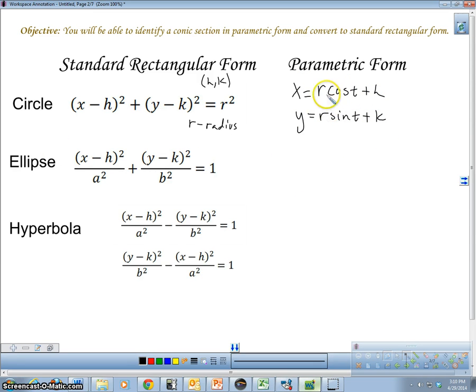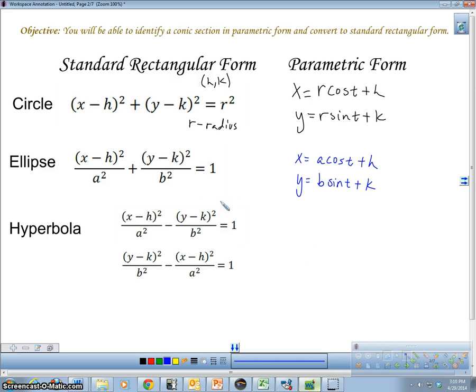For an ellipse, notice here the r's are not the same. The nice thing about the ellipse is that the difference is just that they have different numbers in front, specifically a and b. That has to do with the distance from the center going left to right and the distance from the center going up and down when we graph an ellipse. They're not really radii.